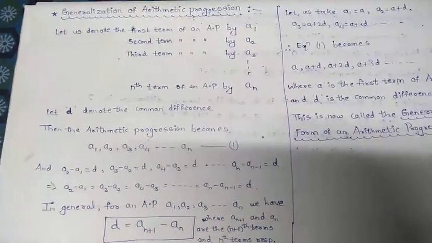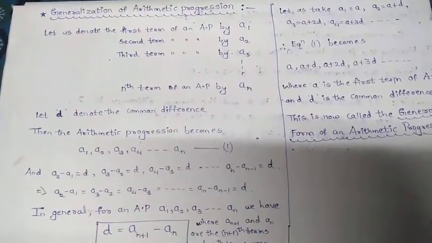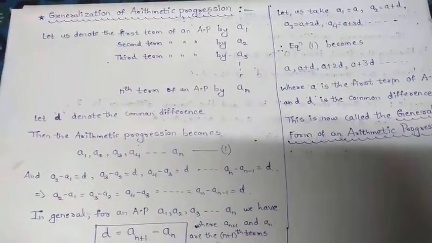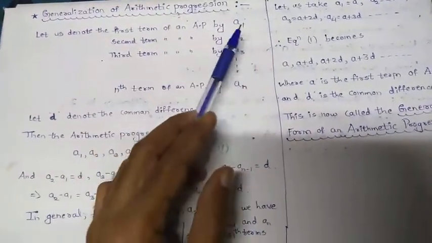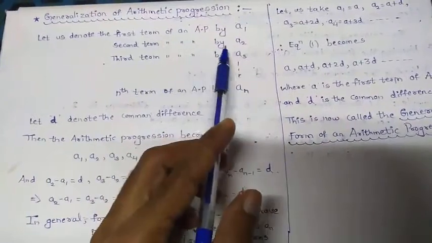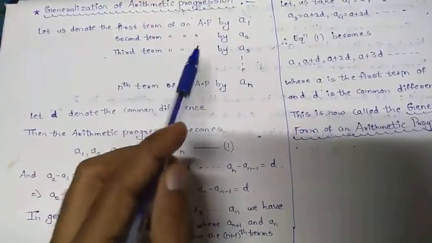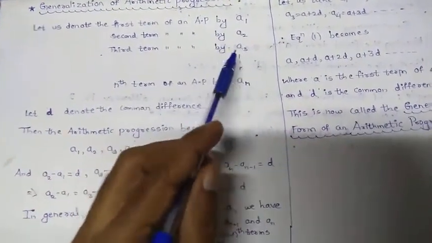So now moving on to the generalization of arithmetic progression. Let us denote the first term of an arithmetic progression by A1, the second term by A2, the third term by A3, and so on.